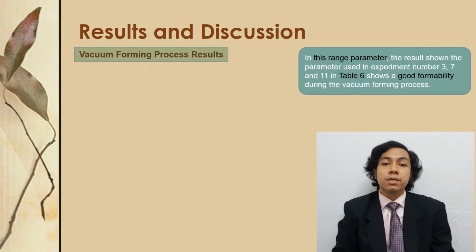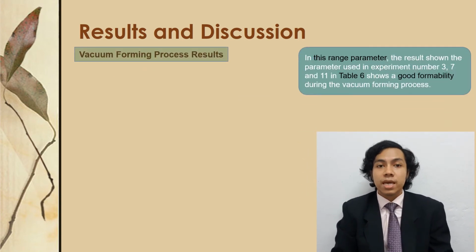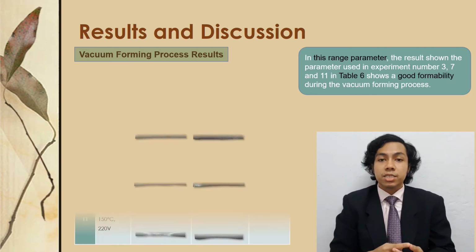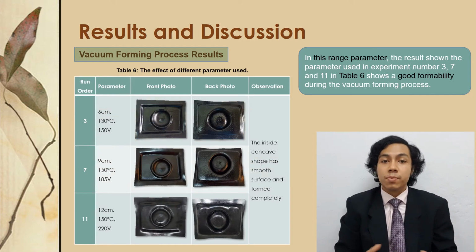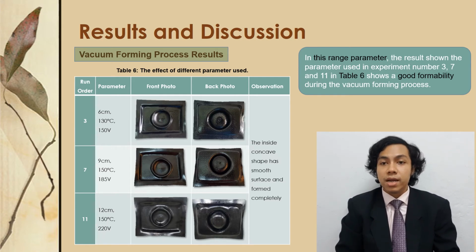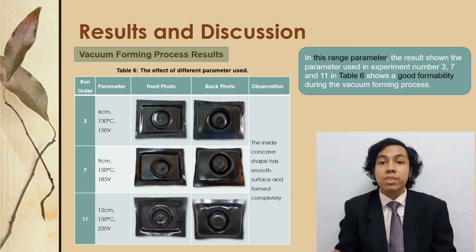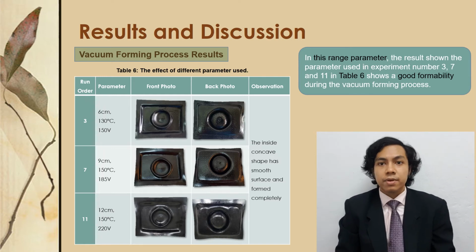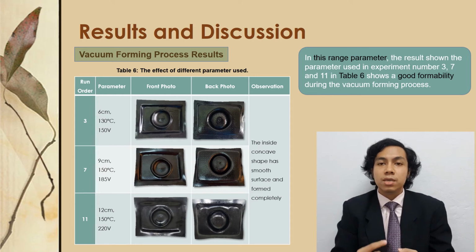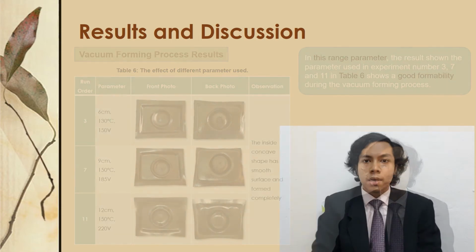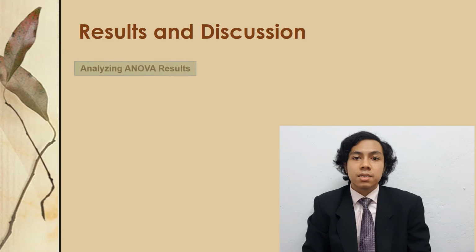In this range of parameters, the results show the parameters used in experiment number 3, number 7, and number 11 in Table 6 show a good formability during the vacuum forming process. Table 6 shows the best selected result among the 13 experiments conducted of the ABS fog lamp cover with different parameters used. The related data was recorded in Table 5. It is observed that specimen 3 has a smooth and complete shape of the fog lamp cover compared to the other 13 specimens. Next result is analyzing the ANOVA results.